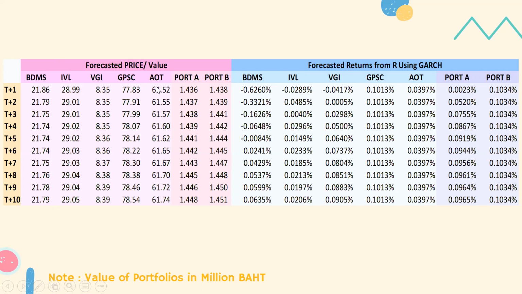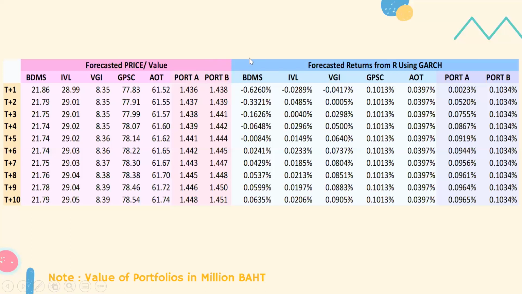For the 4 stocks, IVL, VGI, GPSC, and AOT, they have an upward trend for their price in the next 10 days. And for the value of portfolios A and B, you can see that in the next 10 days, portfolio B has higher value than portfolio A.